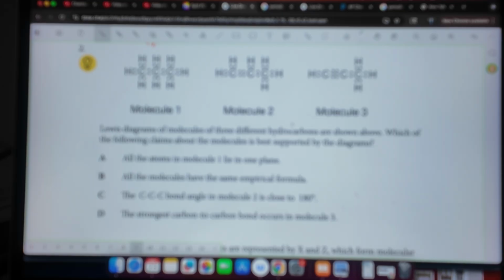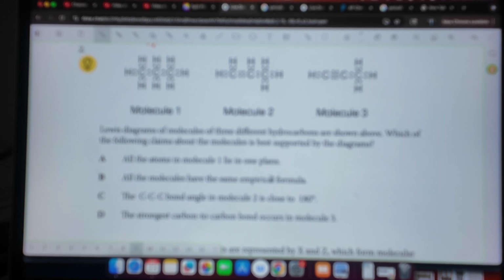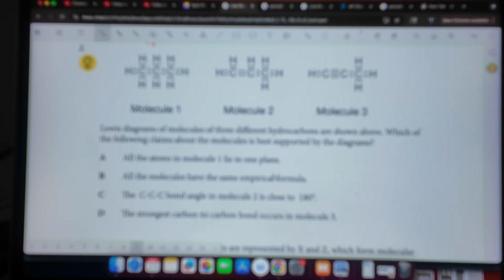Molecule 1, 2, 3. Lewis diagrams of molecules of 3 different hydrocarbons shown above. Which of the following claims about the molecules is best supported by the diagrams? All the molecules in one lie on are in one plane. That's hard to say. If there were double and triple bonds, that would be easier to say. All the molecules have the same empirical formula. Not true, because there's 1, 2, 3, 4 empirical formula.